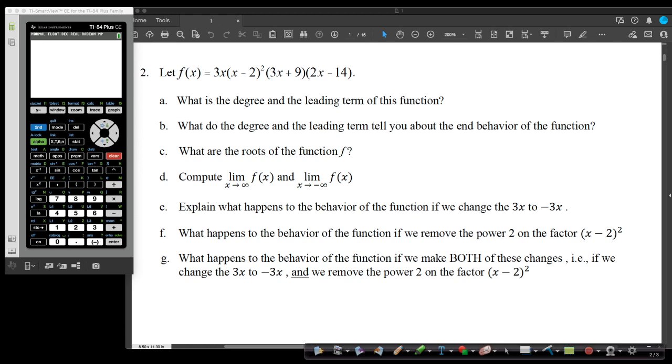Here we have question number 2. So let's get back to this. What is the degree of the leading term of this function?